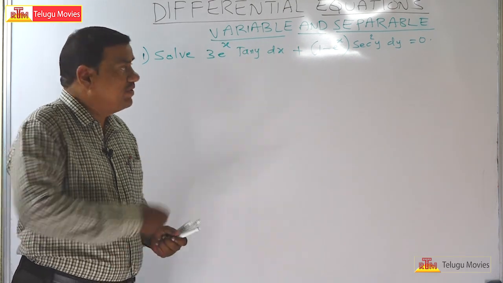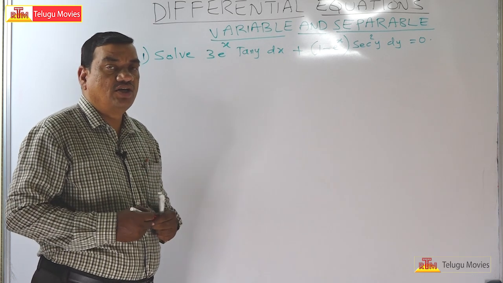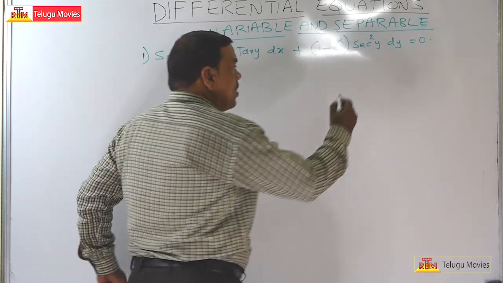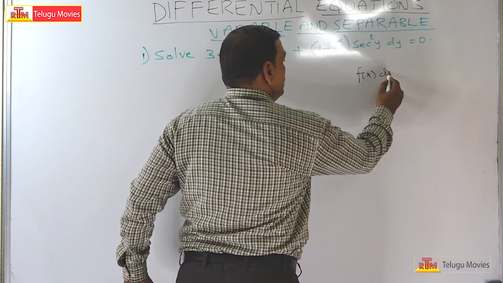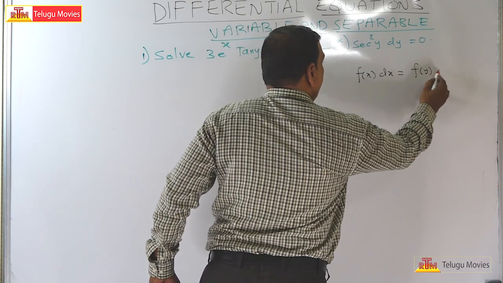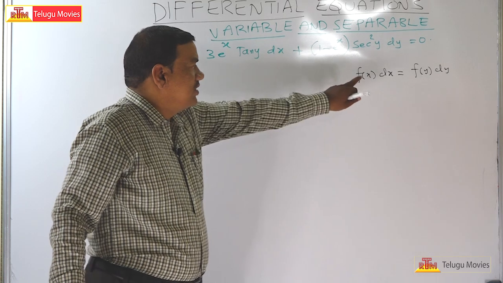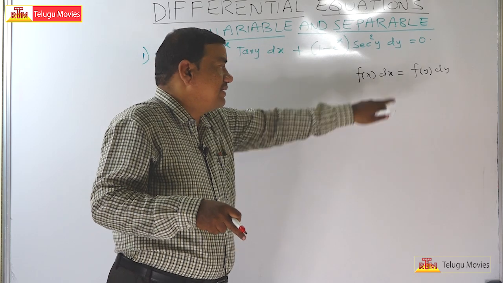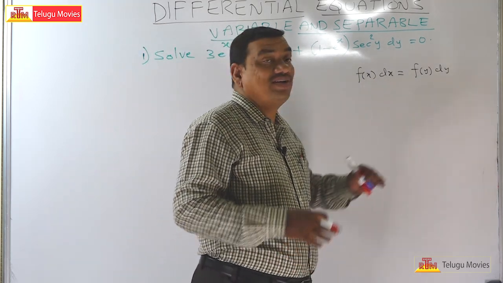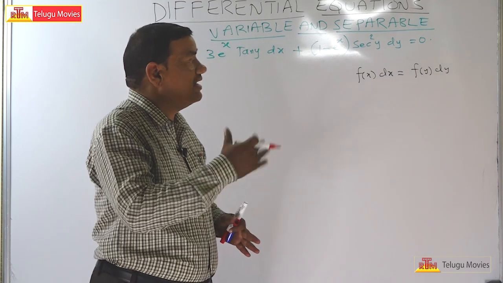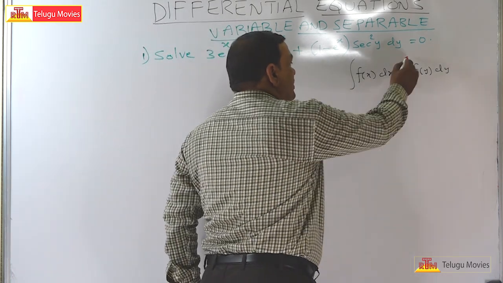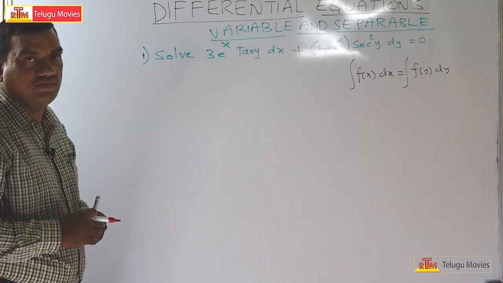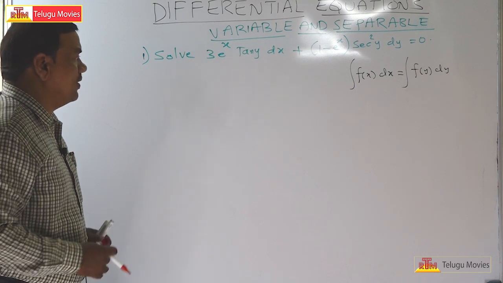Before starting this method, I will give a brief introduction about the variable and separable method. We have to get a form f of x dx is equal to f of y dy. That means you have to get a function in the variable x multiplied by dx and a function in the variable y multiplied by dy. Afterwards, if you integrate on both sides, you will get a solution for the given equation. Okay, now how to do this problem?